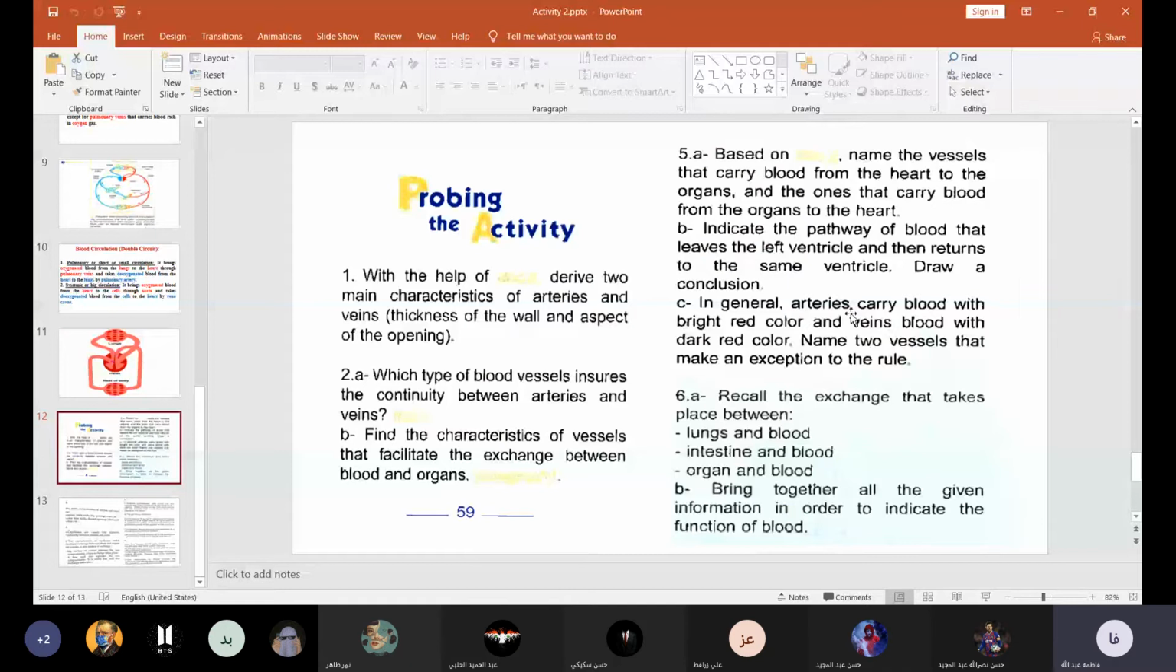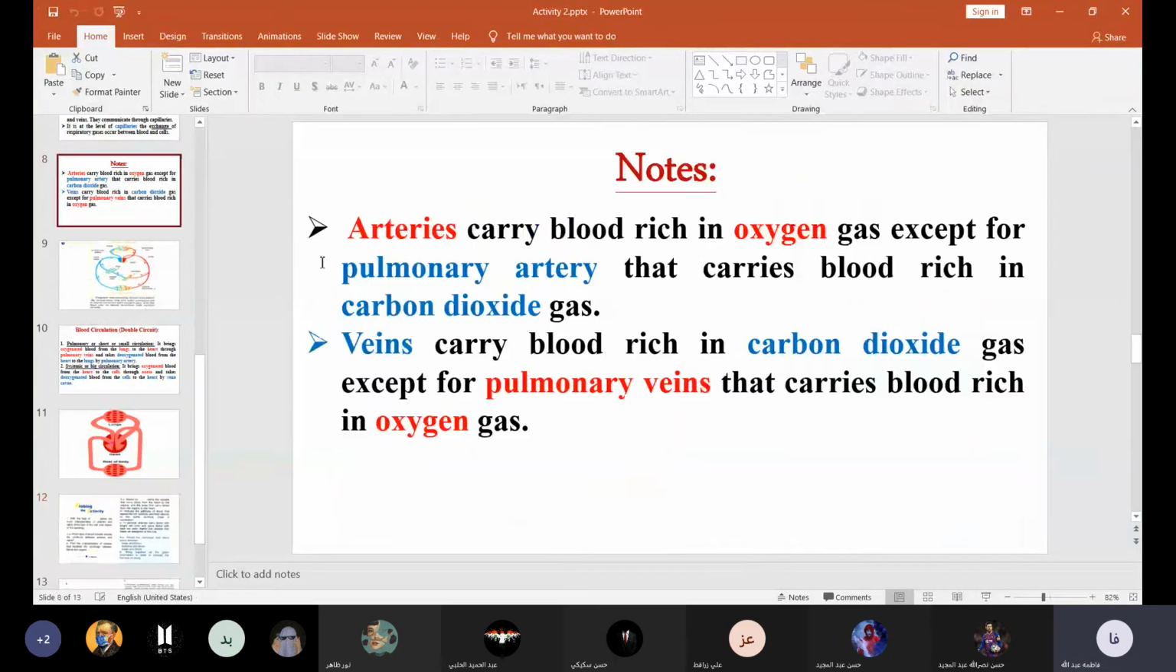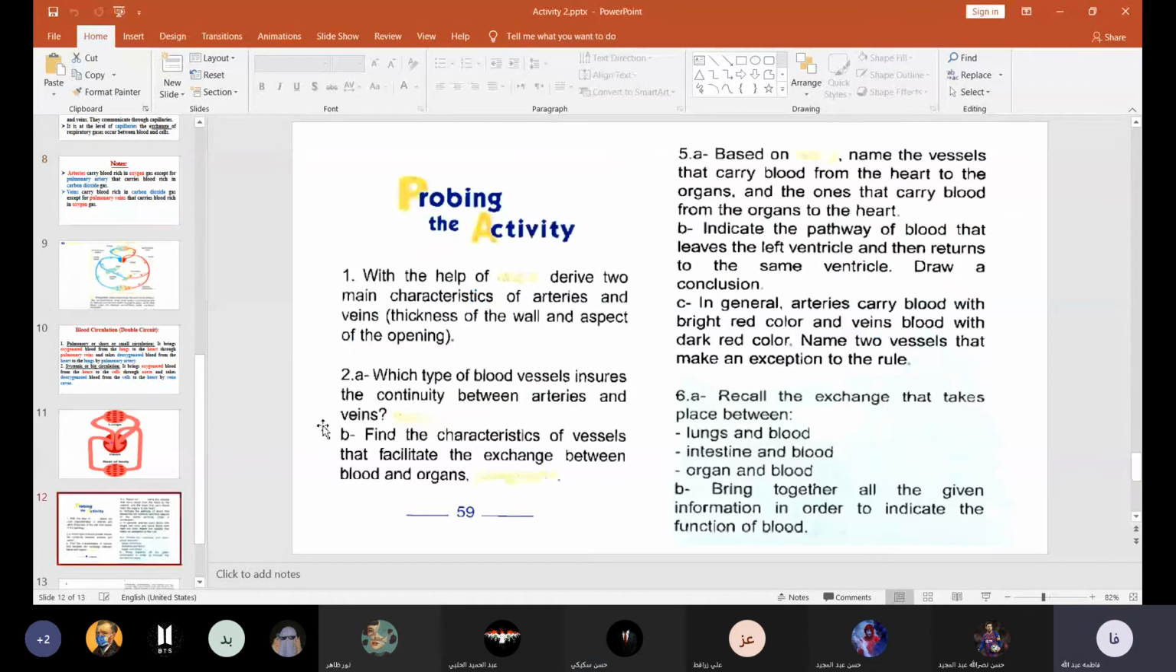Part C. In general, arteries carry blood with a bright red color. I put the note here. Arteries carry blood with bright red color, since the amount of oxygen is higher in the blood. Just one second. Try to think of part C and 6, and I'll be back in 2 seconds.